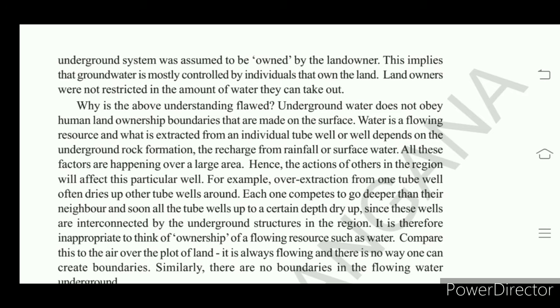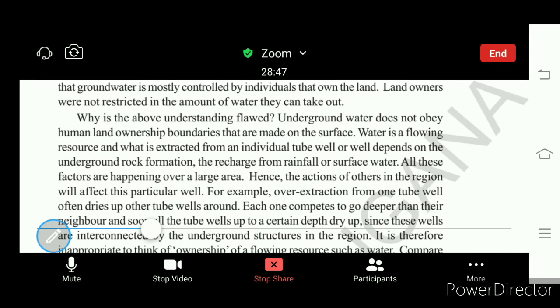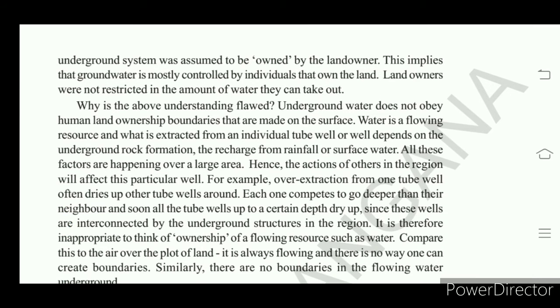So when a person is given ownership rights on underground water along with ownership rights on the land, it will be meaningless. It is flawed. Understand? So what happens when this ownership is given? Everybody will be in competition to arrange deeper and deeper bore wells than their neighbors. And very soon we see underground water will be depleted. That means the underground water level will be decreasing.